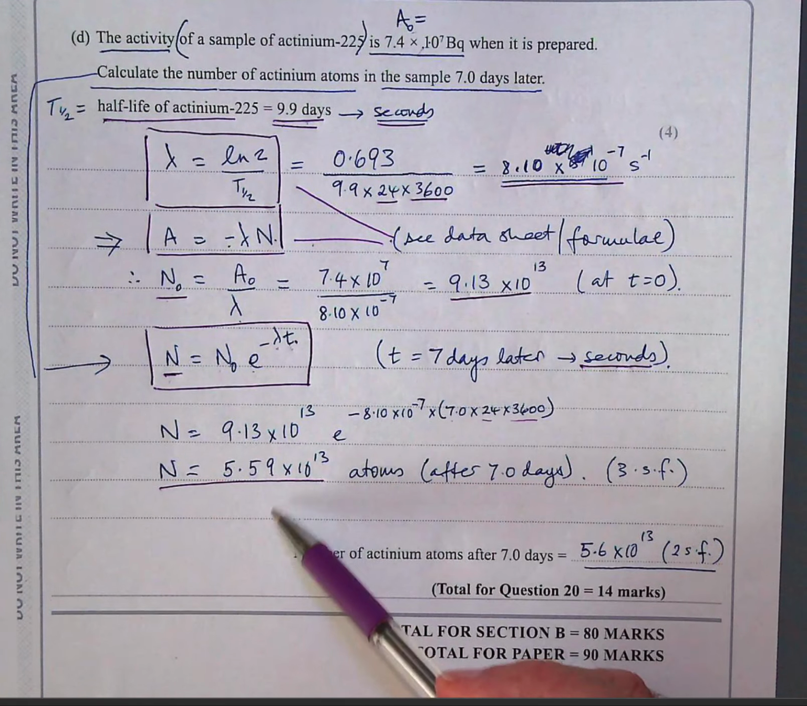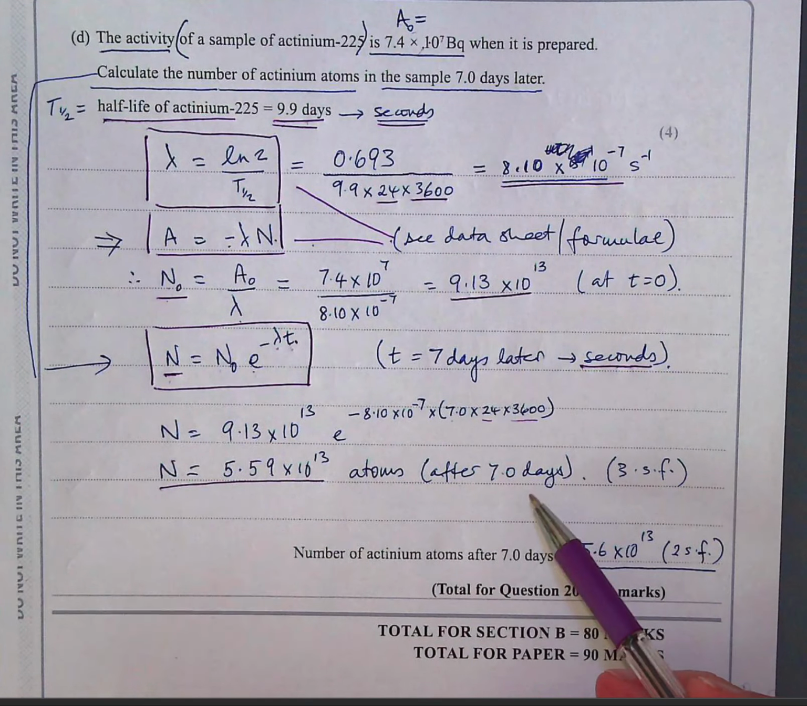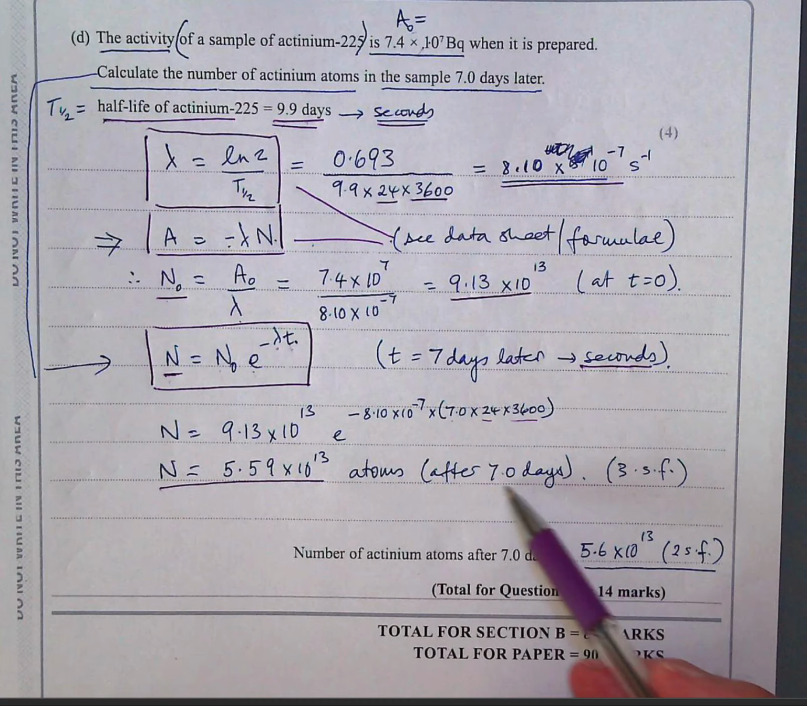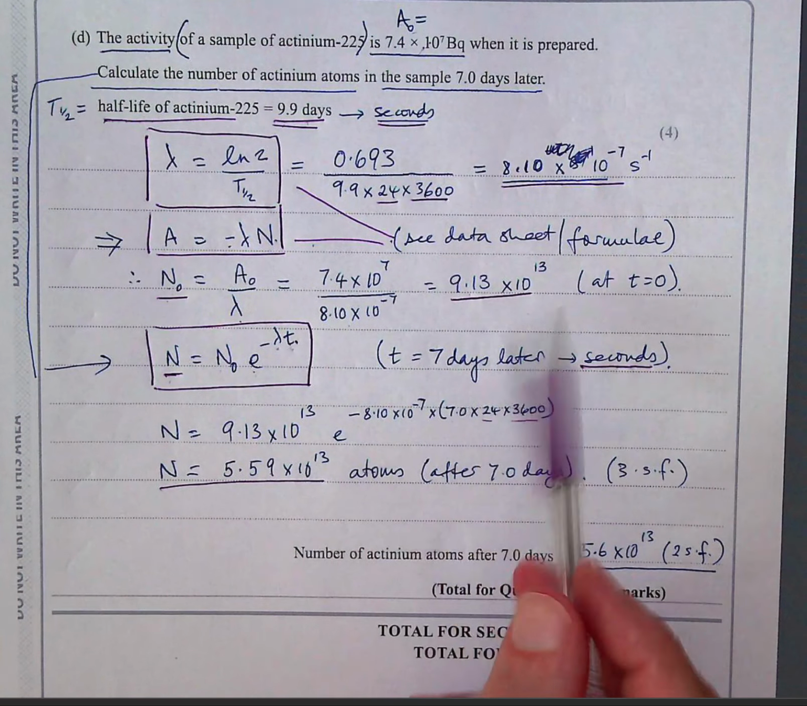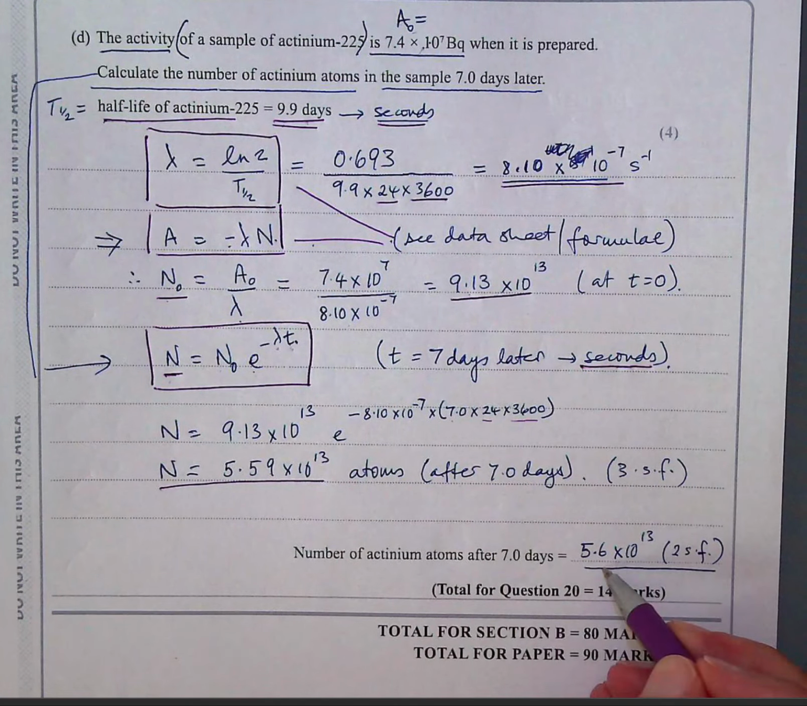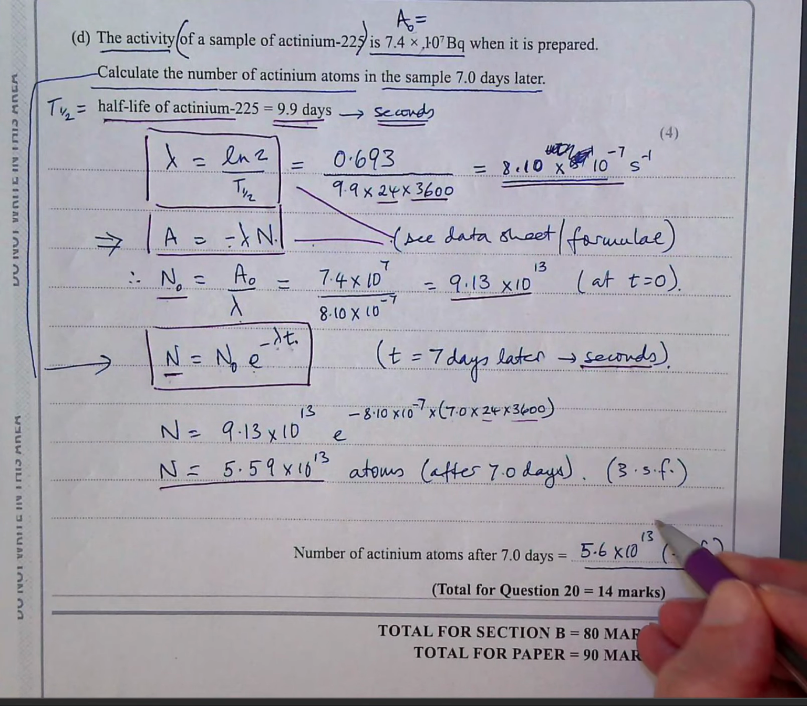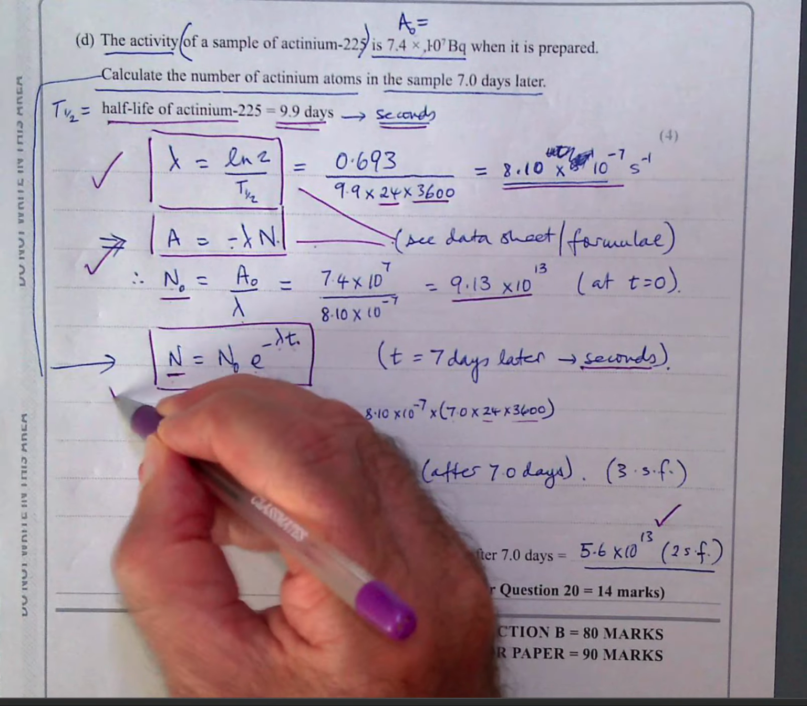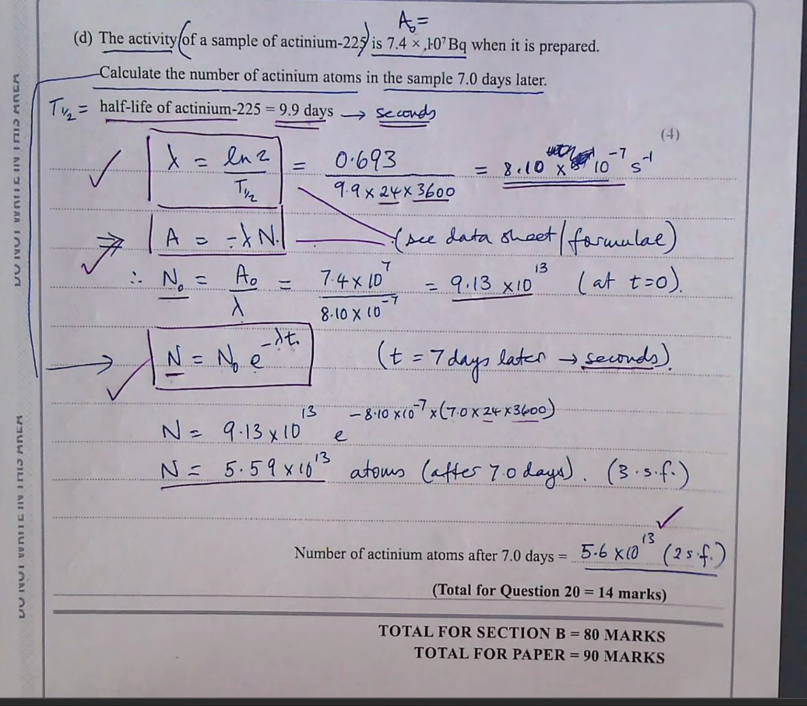That's more than half, because 7 days is not quite equal to the half-life. If it was 9.9 days, it would be exactly half of that. And if you round it up, it will be to two significant figures. So you'll probably get a mark for this, a mark for this, and a mark for this part of the question for your final answer.